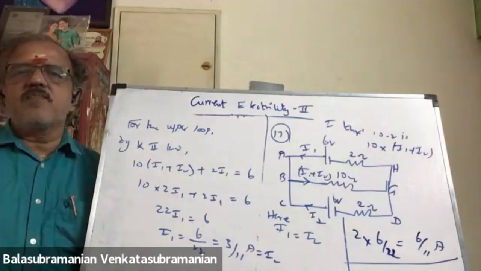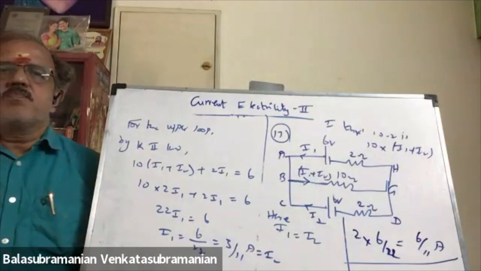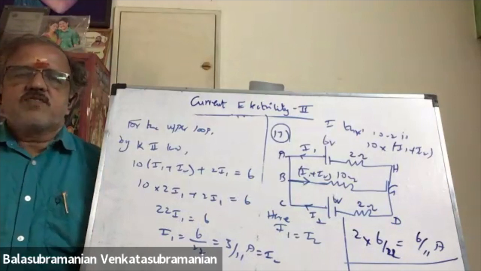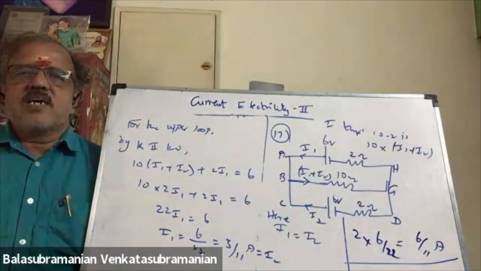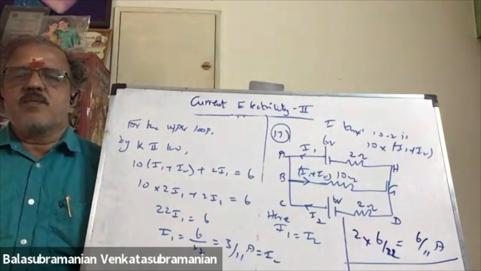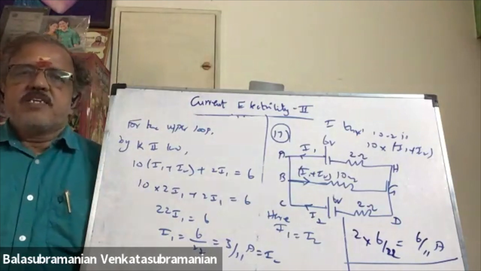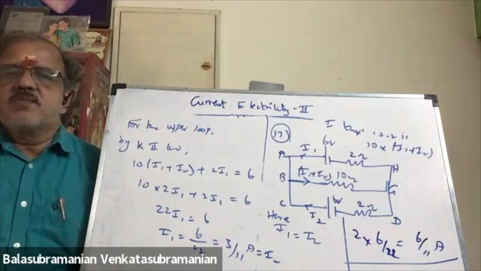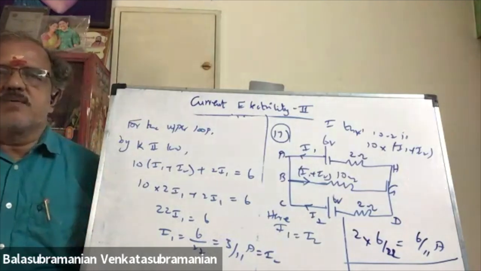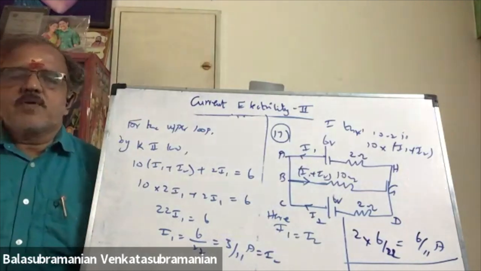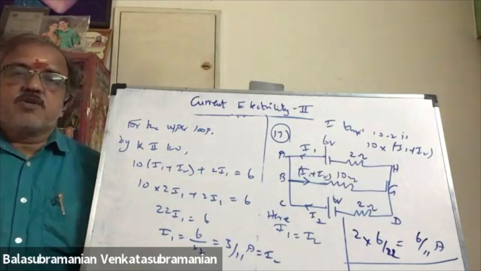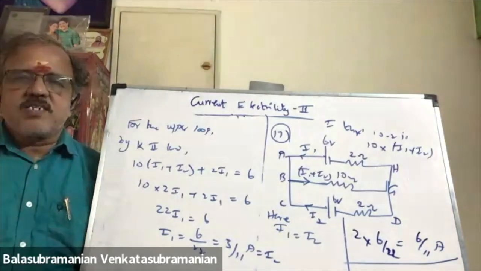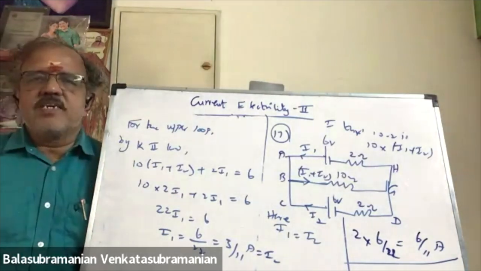So these are the problems related to current electricity. Basic formulas: resistors connected in series, resistors connected in parallel, temperature coefficient of resistance, Kirchhoff's first law and second law, meter bridge and potentiometer, temperature coefficient of resistance, alpha calculation. All these things we have seen in many examples.